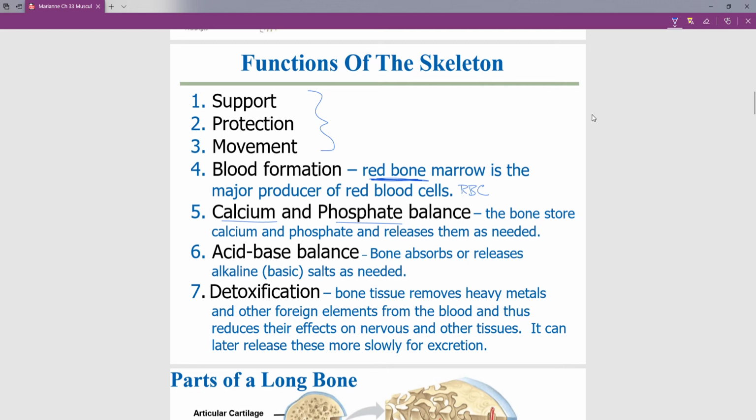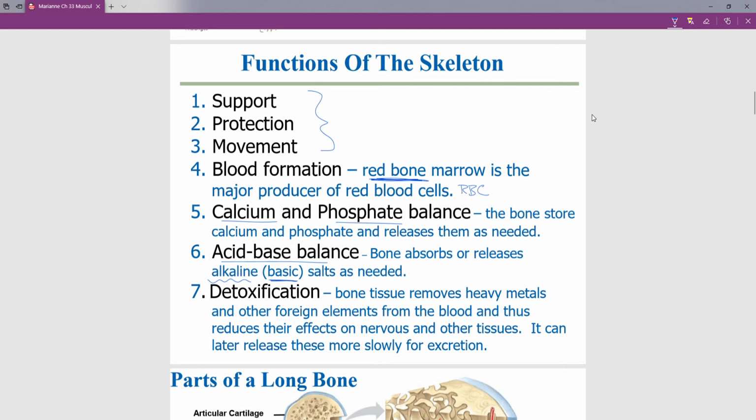The other thing that your bones can do is maintain the pH of your body. And so your bones are another mechanism in your body that release and absorb components to balance the pH. Your bones can actually release salts that are alkaline or basic. That's another word. Remember, alkaline means basic, and that will help regulate the pH of your body.